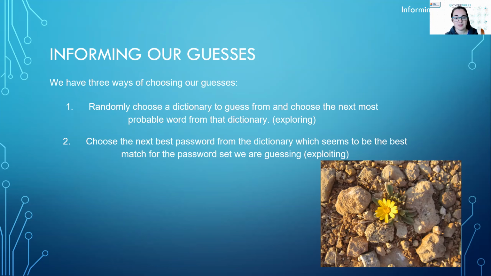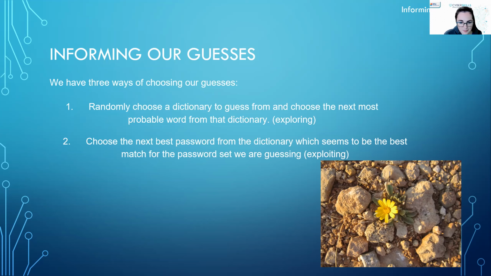So the problem with this method is that you're only learning about the dictionary you're guessing from, kind of. Well, you are learning about all of them, but you're exploiting the dictionary that's currently the best. So that's how we're going to choose our next guess. We see this one has the highest weighting, so we're going to guess from this one next.